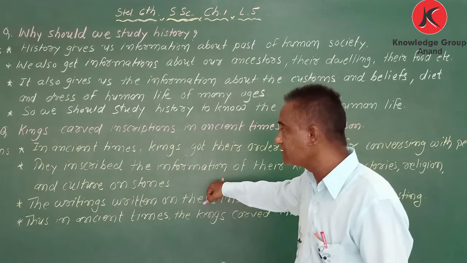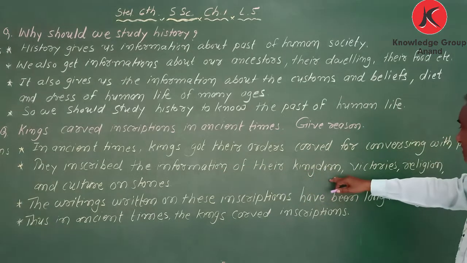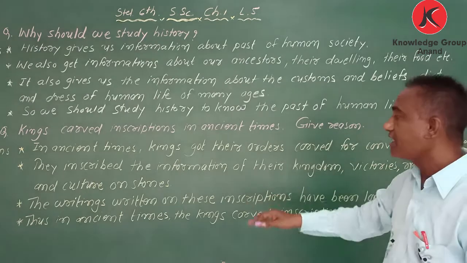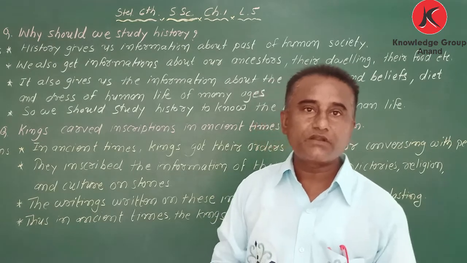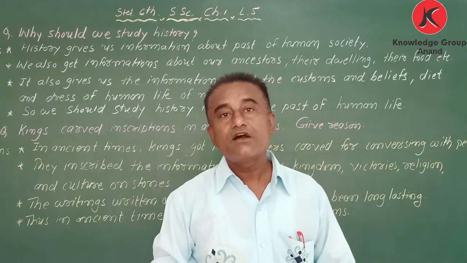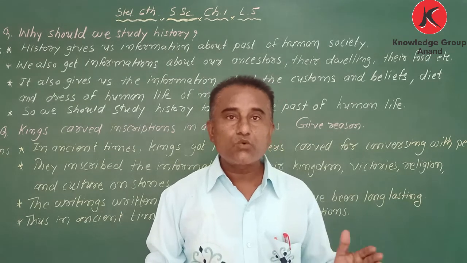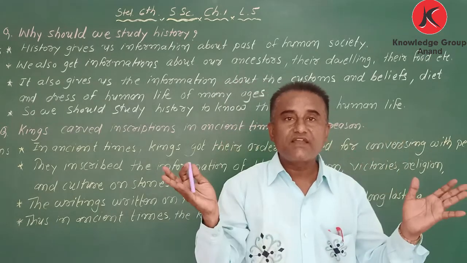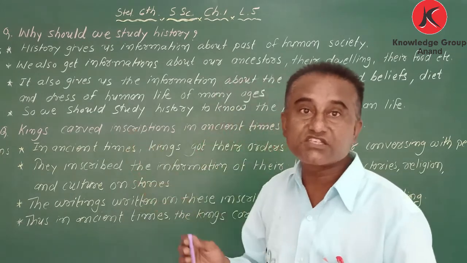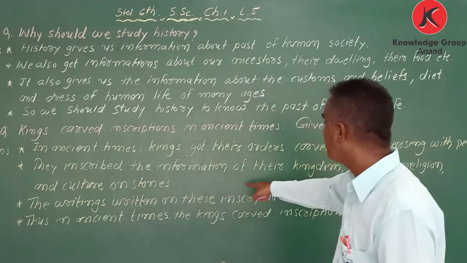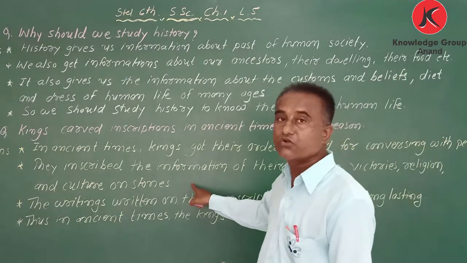Kings inscribe the information; inscription gives the information of their kingdom, victories, religion and culture on stone. I'll take the example I already explained, the inscription of Ashoka. After the battle of Kalinga, his life was changed. He said no more war and he followed non-violence, and that is written in the inscription. So they inscribe the information of their kingdom, victories, religion and culture on stones.